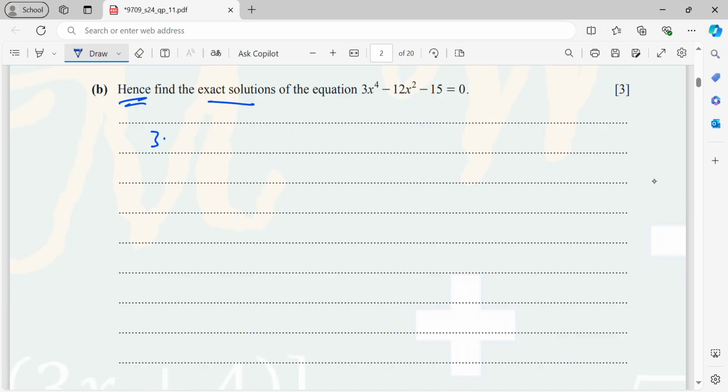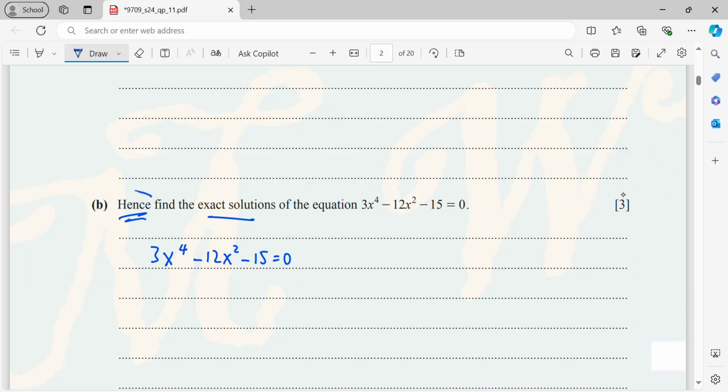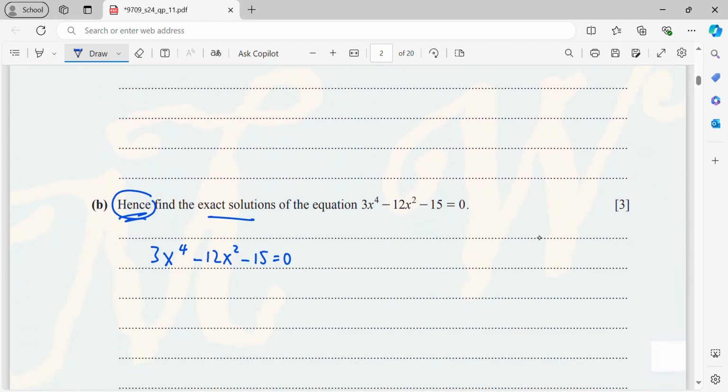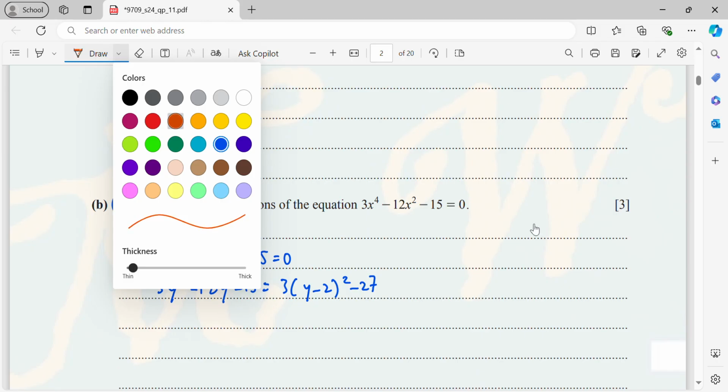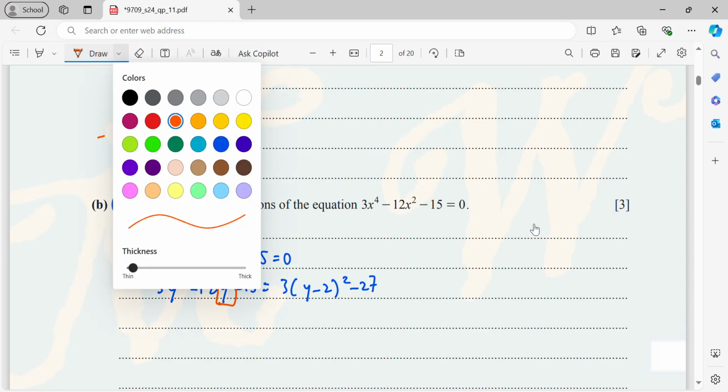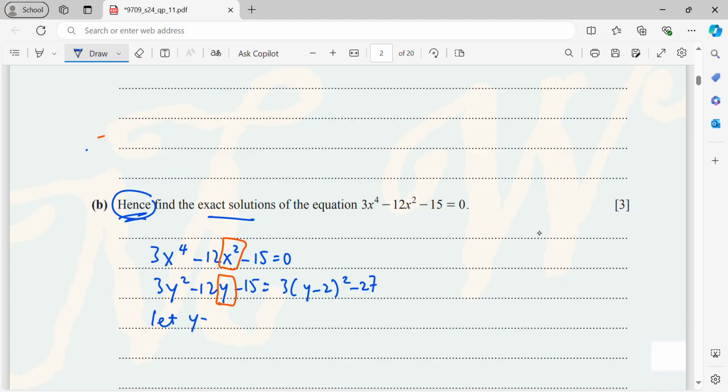So here, the equation now becomes 3x to the power 4 minus 12x squared minus 15 equals 0. Now I will compare with the previous question because you are given the hence here. Hence means use a previous answer. So I will copy this result: 3y squared minus 12y minus 15 is basically 3 of y minus 2 squared minus 27. So from here, if I compare, obviously y equals x squared. Therefore, I will just write let y equal x squared.